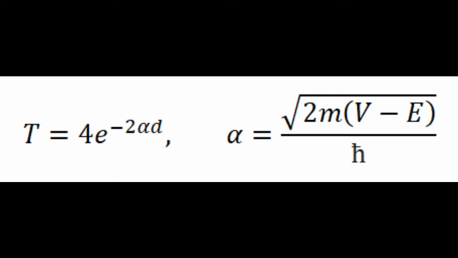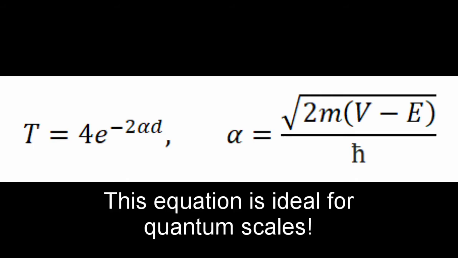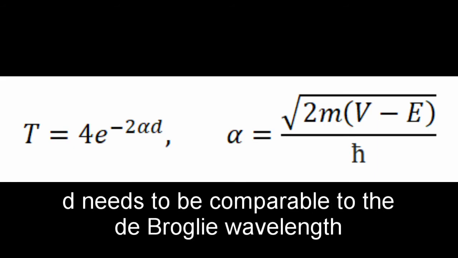What we have here works for quantum scales, so the width of the barrier has to be comparable with what is known as the de Broglie wavelength. That's the wavelength of a particle that can be described as a wave. So in this case, the width has to be in and around the same kind of length as the de Broglie wavelength in order for this to work out quite well.